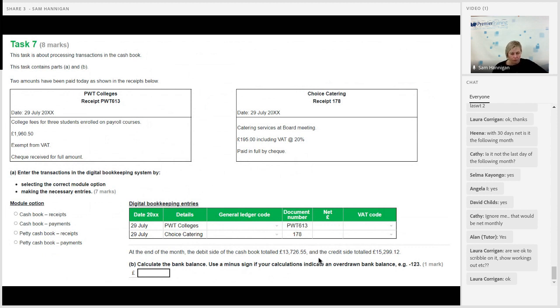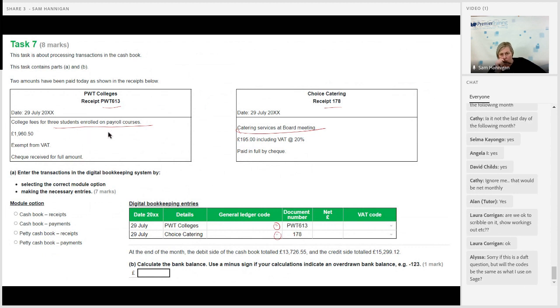Okay, so let's have a look. Has it given me anything? So it's given me a receipt number. Okay, and then you've got general ledger codes. So from here you'll get different codes. So as long as you know that one is for training and that one would be refreshments. So as long as you pick a code that relates to that, there's no point picking college fees for students enrolled on payroll course and putting it to motor expenses. Okay, so you've got to think about it.